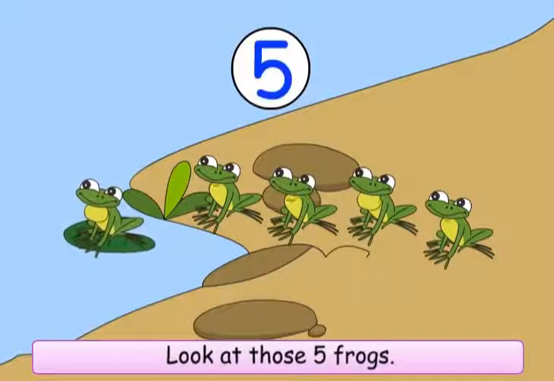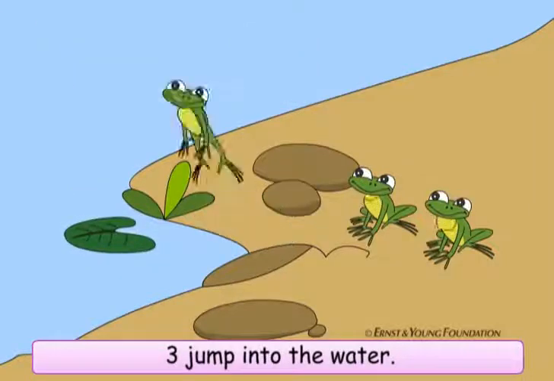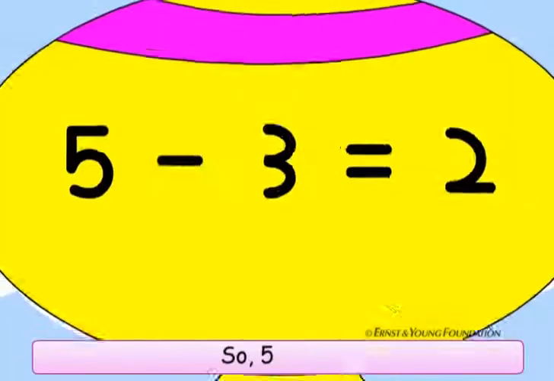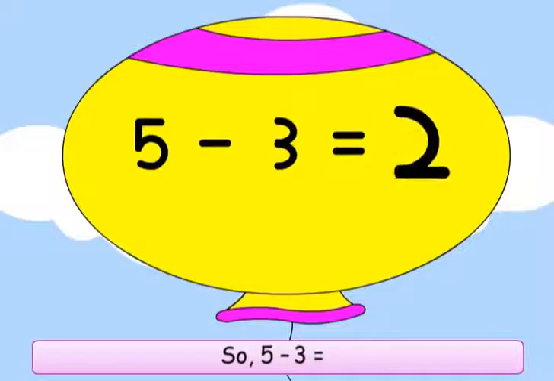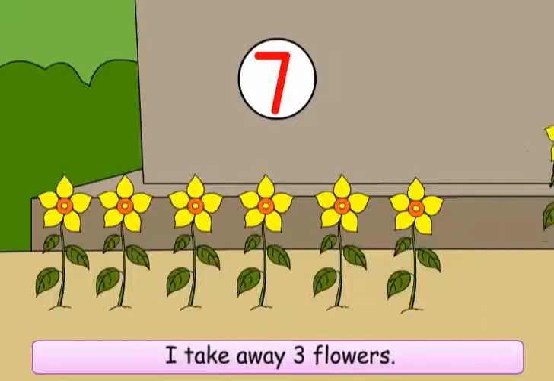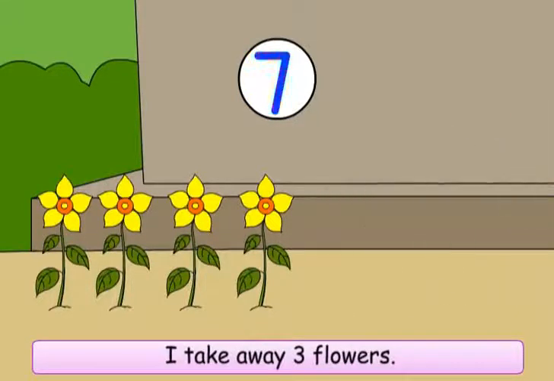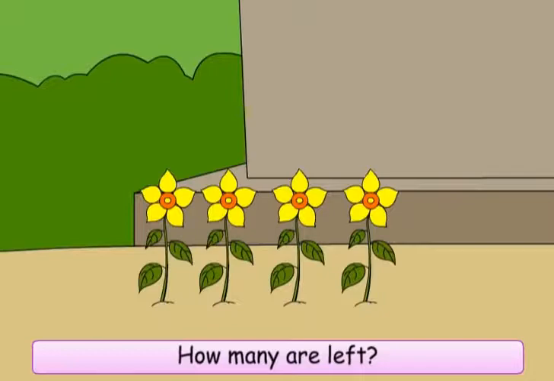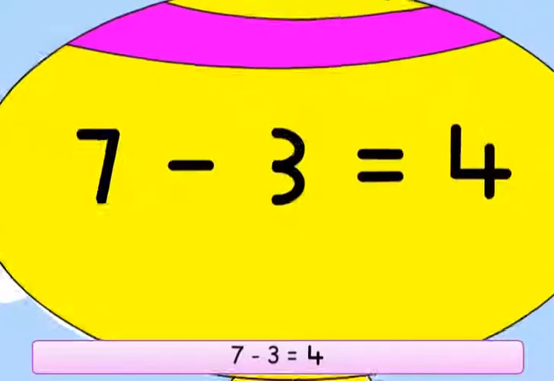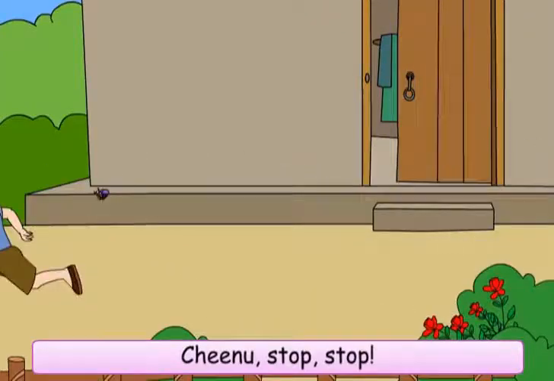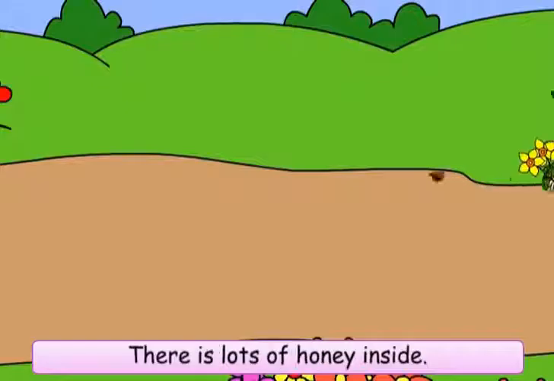Look at those 5 frogs. 3 jump into the water. How many are left? 2 frogs are left. So 5 minus 3 equal to 2. Buzz, you have 7 flowers. I take away 3 flowers. How many are left? 4 flowers are left. 7 minus 3 equal to 4. Cheenu, stop, stop. I want my flowers. There is lots of honey inside.